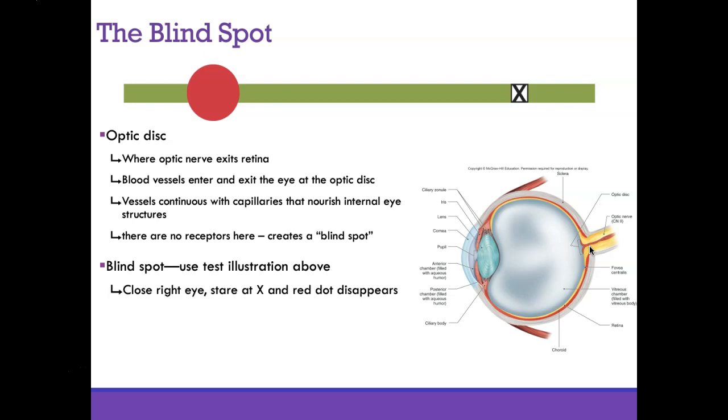The book talks about this illustration of the blind spot. Let me see what page it's on. I think it's on page 608. If you close your right eye and stare at the red dot, keep on moving toward the screen and move your head toward and back from the screen until you see the X disappear.